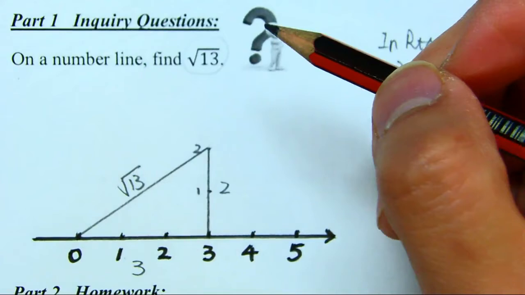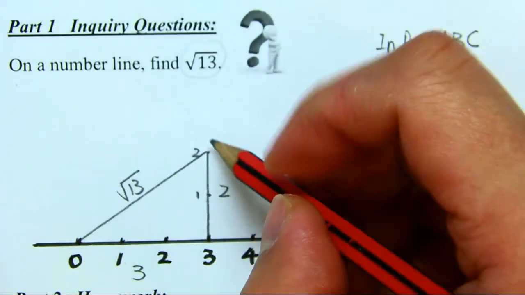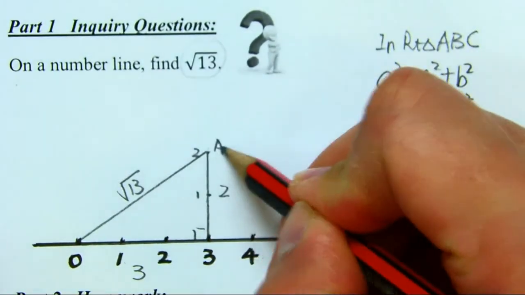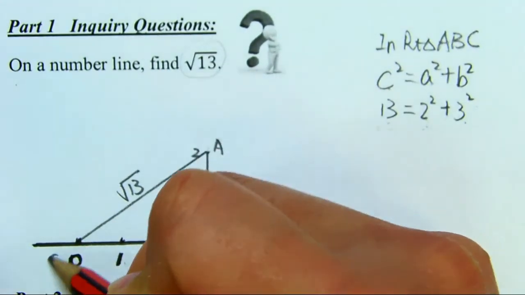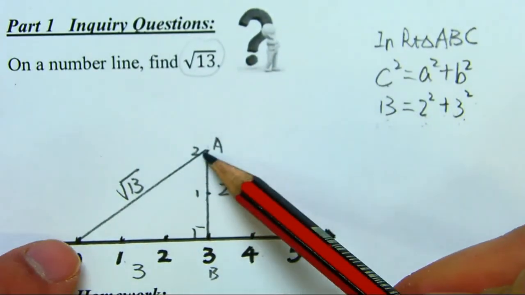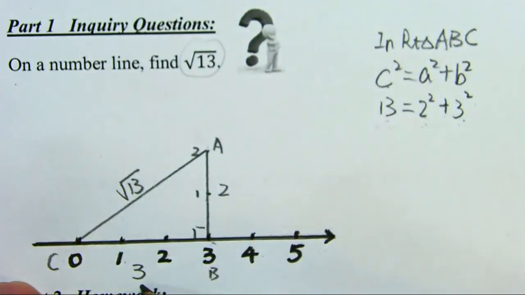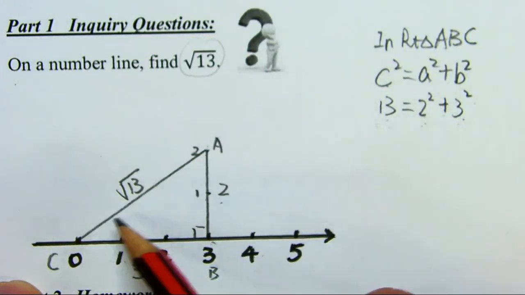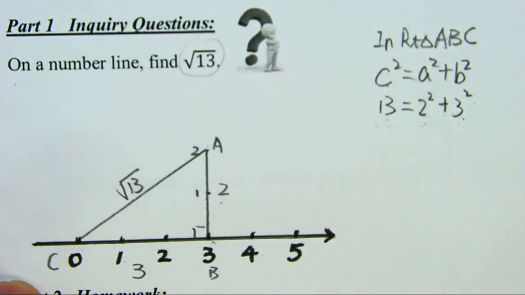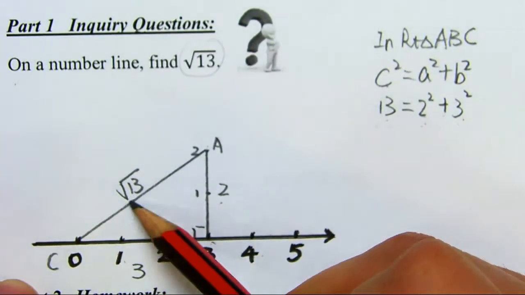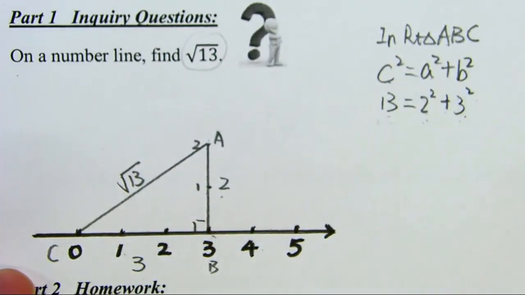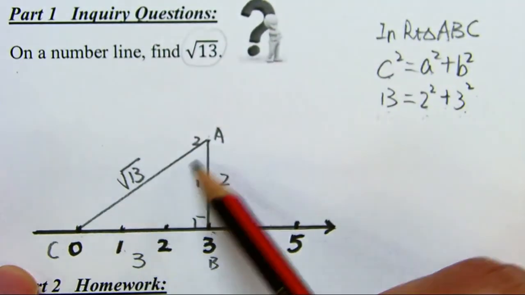The reason is, in right angle triangle ABC, c squared should be equal to a squared plus b squared. So 3 squared plus 2 squared equals c squared, and square root 13 squared is 13. Now we can find square root 13 here.